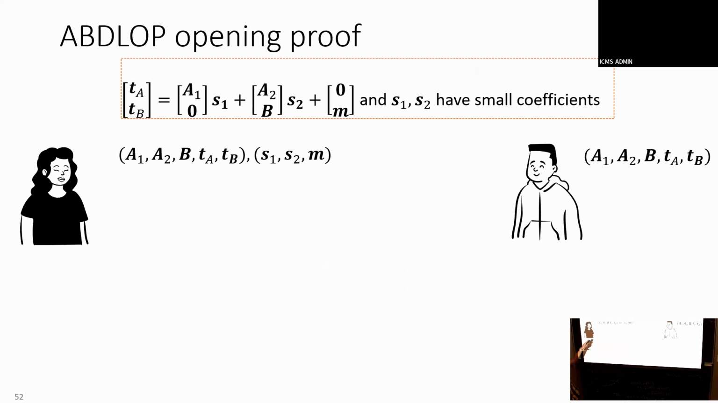So basically, I want to prove that I know the secret information here. Because, as I said, if I know S2, I know M. So I literally ignore the bottom part, the bottom equation. What I do is prove that TA is equal to A1 S1 plus A2 S2.